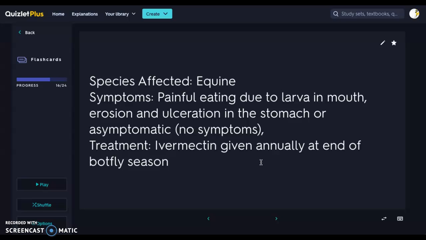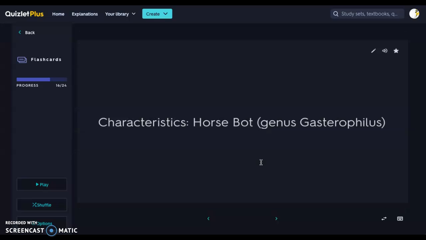Treatment is going to be ivermectin given annually, and you're going to do this at the end of the botfly season. That way you know that those botflies have laid their eggs, and if I treat after the season is done, then I'm going to make sure I eradicate those eggs and larvae from doing any harm to your animal.